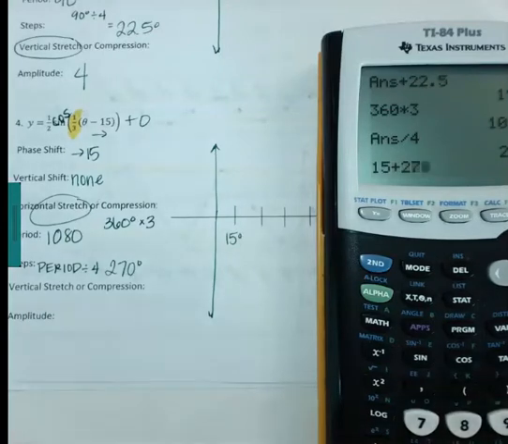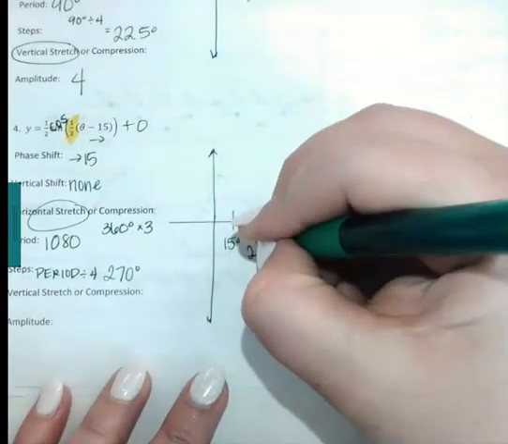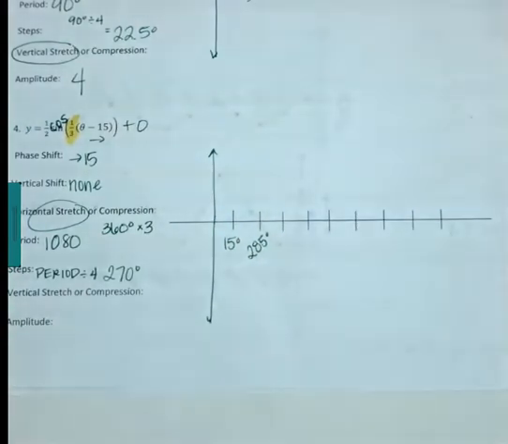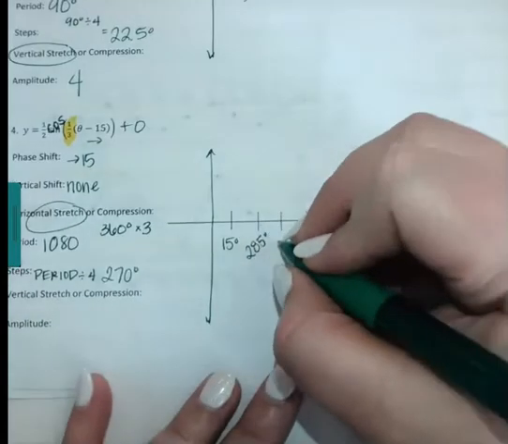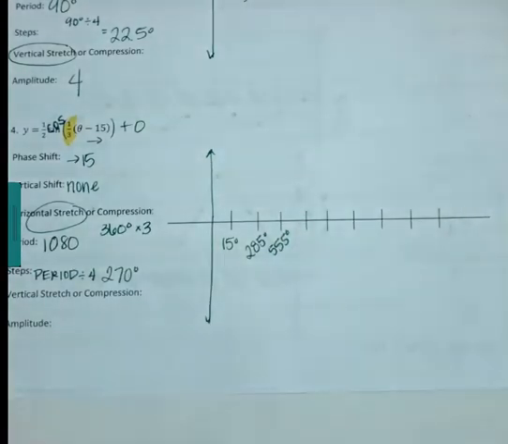Okay, so 15 plus 270. My next marker is 285. Okay, plus 270 again. What's my next marker? 555. Yes? Yeah, definitely. Good job. Okay, so fill out the next ones. What are you adding each time? 270. Okay, and then once you've labeled all the markers, then we'll shift our graph.